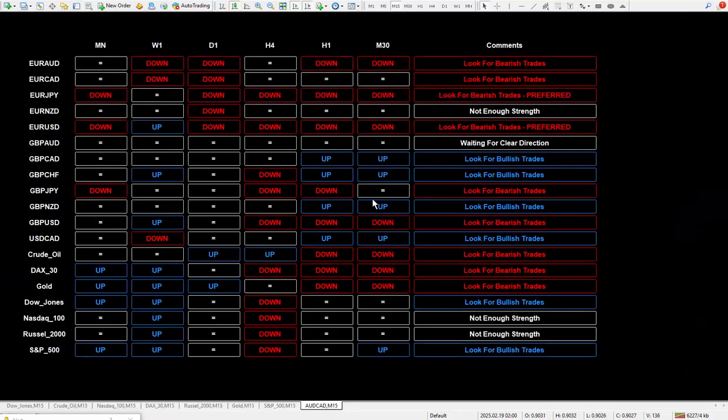Now here is my daily trade plan. It's running in real time, checking the monthly time frame all the way down to the 30 minutes, and then within the comments here it'll make a suggestion. Look for bearish trades, bullish trades. Some will be preferred, and sometimes either not enough strength or waiting for clear direction. In other words, just gotta wait a bit and see if it's going to turn red or blue.